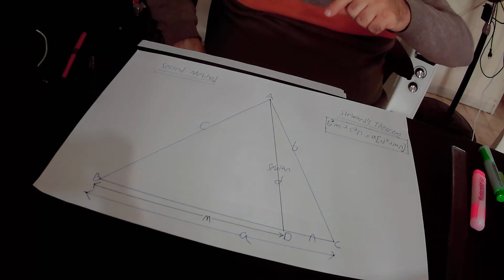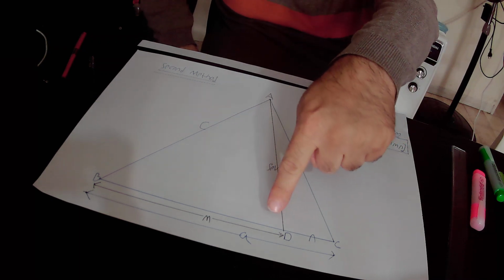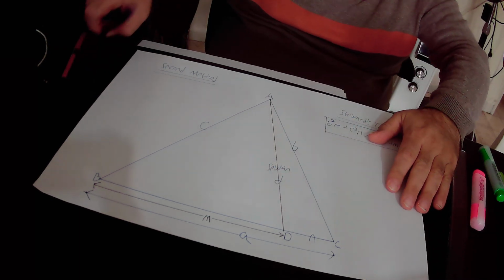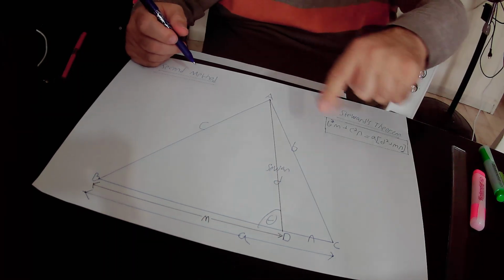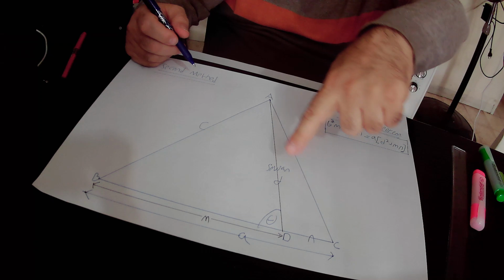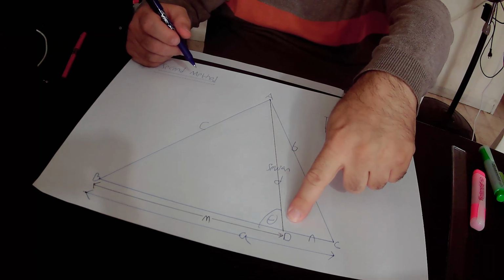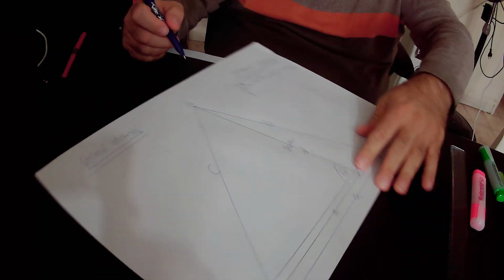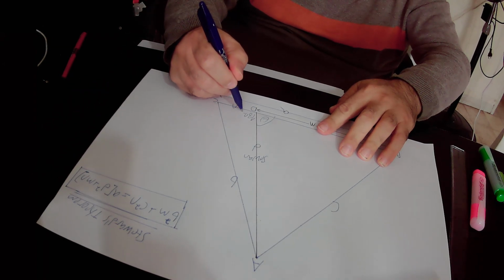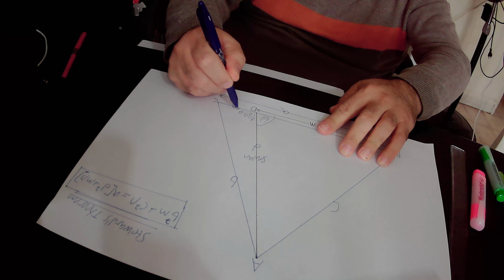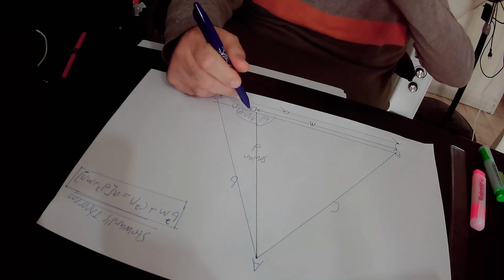In the second method, we define this angle ADB as theta. So the adjacent angle ADC must be equal to 180 degrees minus theta, according to rule number 1, that the sum of the angles on a straight line is equal to 180 degrees.